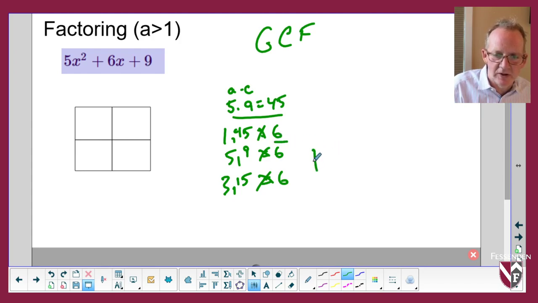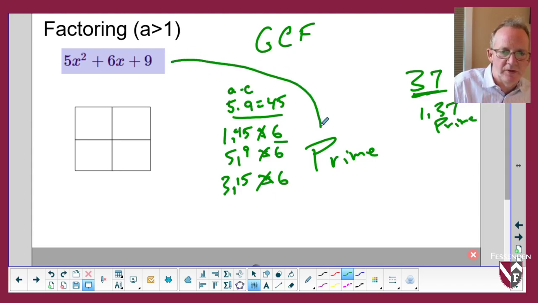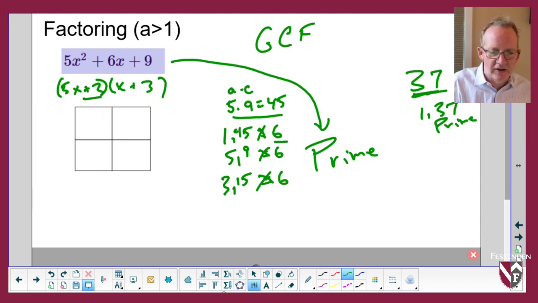So if we can't do it, we call it prime. Just like if you had 37 as a number, what are the factors of 37? Just 1 and 37. So we call that prime. This one's also what we call prime. And we're pretty confident because we went through these steps here. Doing this kind of check would be harder. 5x and x. We could look for things like 3 and 3 or 9 and 1. You could try your guess and check, but that won't work that way either.